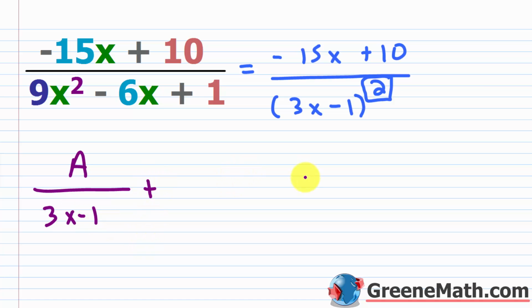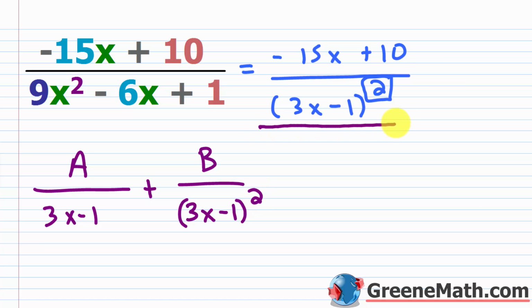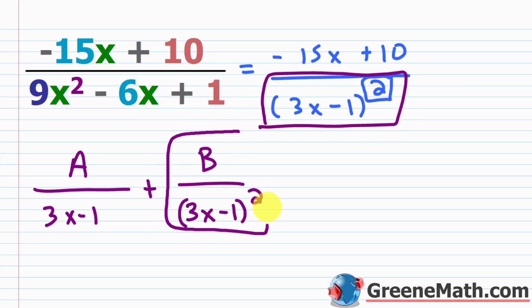Then plus, now I've got to do this again, so b over 3x minus 1, but it's going to be squared, okay? Now here's where students get confused. They see this down here, and they just include this, and they leave this off. You don't want to do that.